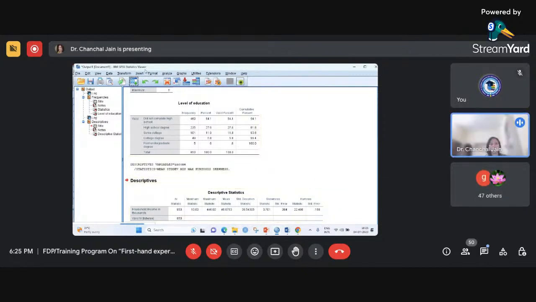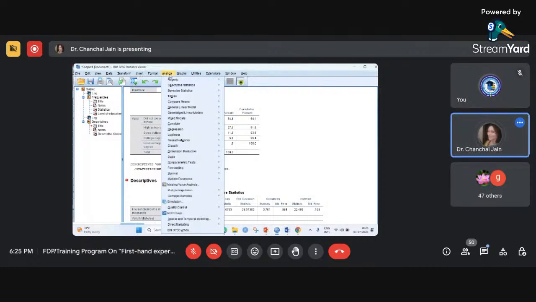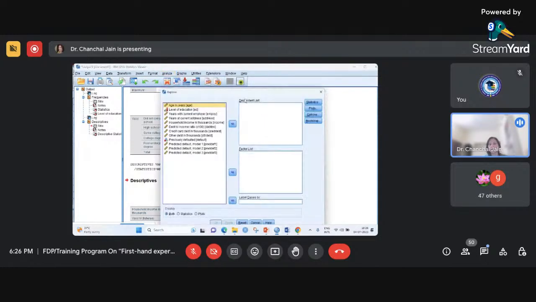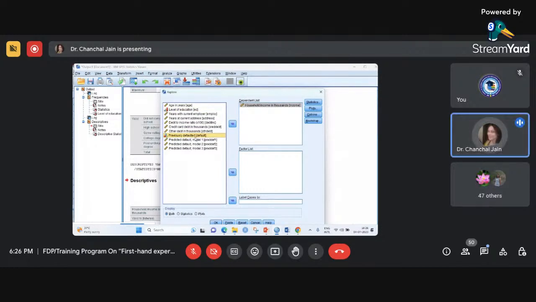Last thing I'll explain. You can go again to the analyze menu, then descriptive statistics, and this time click on the third option, explore. Is it fine? Then you can shift your household income in thousands to the dependent list box. In the dependent list box, usually you need to keep the numeric variable, right? And there is one more categorical variable available, previously defined. This I am shifting to the factor list box. Done?